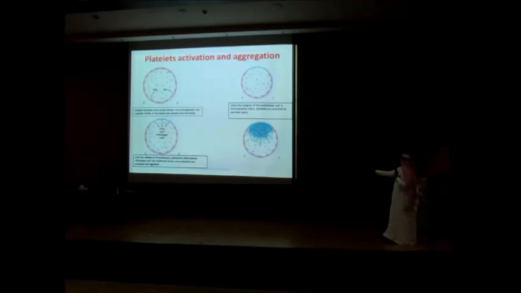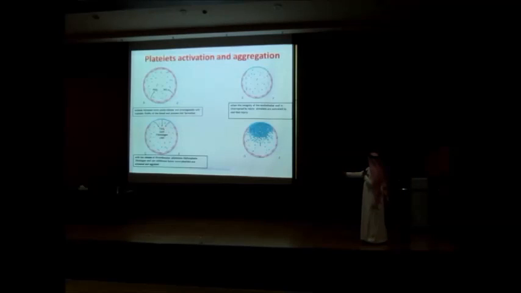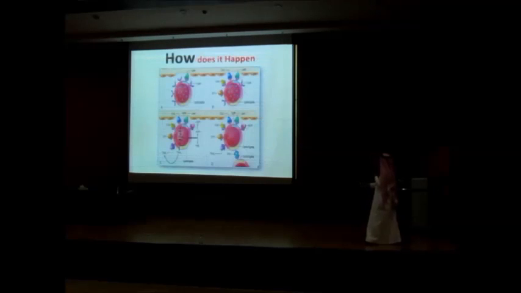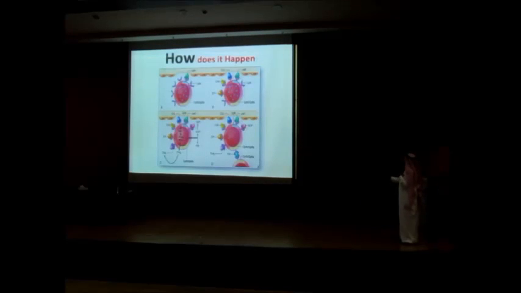So if you take aspirin, you will stop this. If you give Plavix, you will stop this. If you give 2B3A inhibitors, or you give enoxaparin, you will stop this. The von Willebrand factor is just like glue for these platelets to be attached to the area of that rupture.